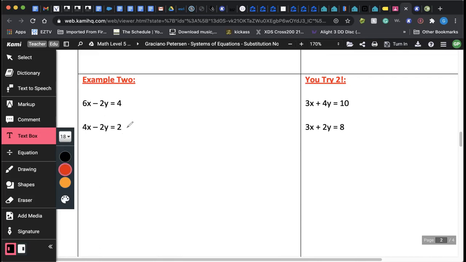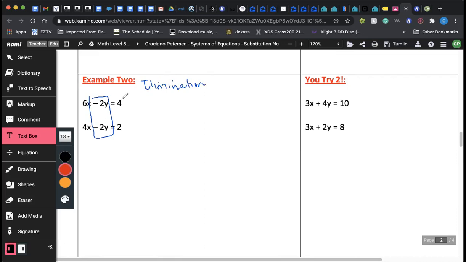So what I'd have to do is manipulate one of these equations to make it so that when I add the two equations together, I get rid of one of the variables. I'm going to do that by working with my y's because I have -2y in both cases. So if I multiply either one of these equations by -1, it'll change my -2y into a +2y, which is the opposite of what I have in the other equation, thereby eliminating that variable, right? So this is why it's called elimination, right? I'm eliminating a variable.